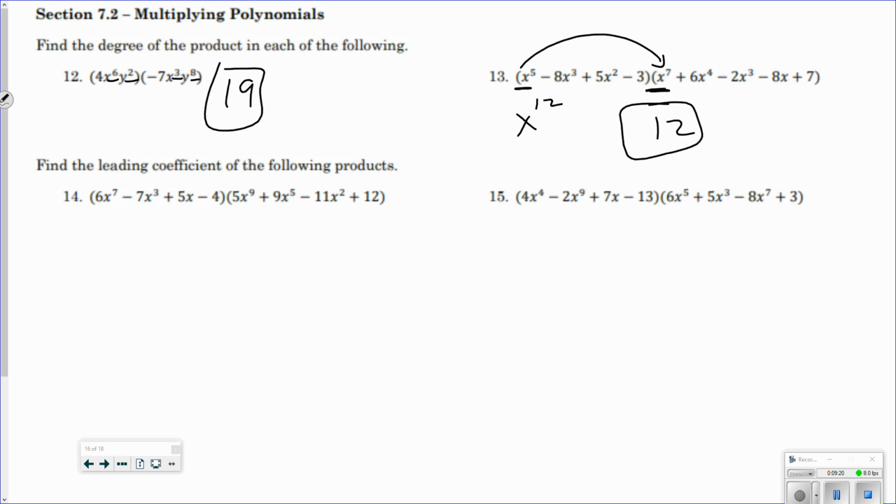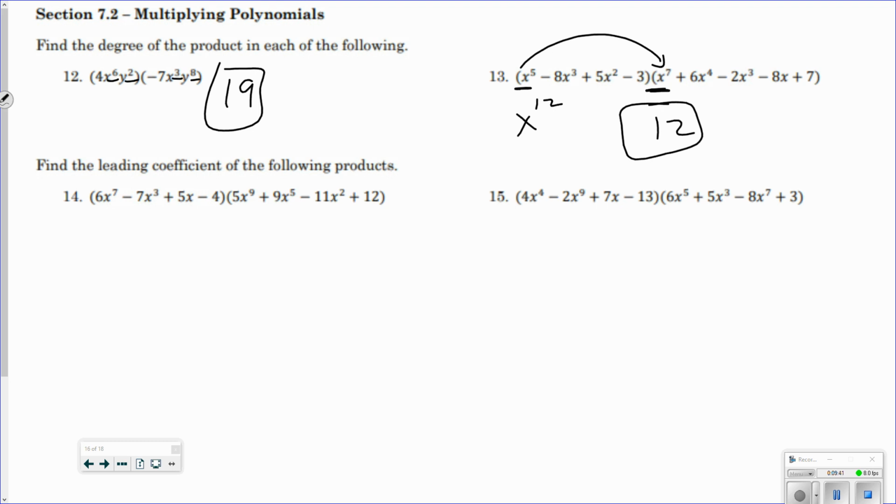For the leading coefficient of the following products, we're going to continue off that. The leading coefficient is the coefficient in front of the term with the highest degree. So if you have polynomials where you're multiplying together, like we have in 13, 14, and 15, all you need to do is, in each parentheses, find the term with the highest degree.